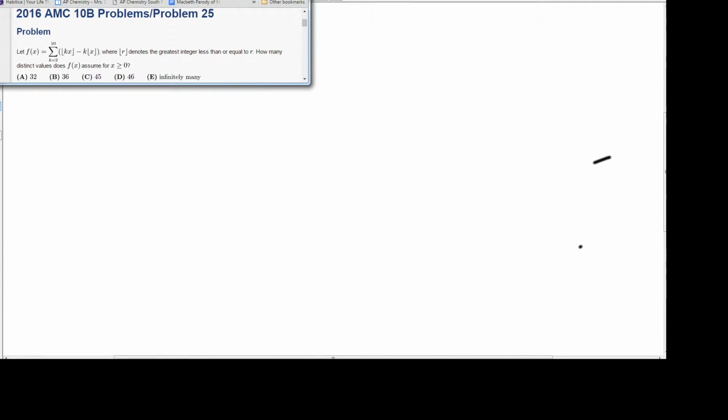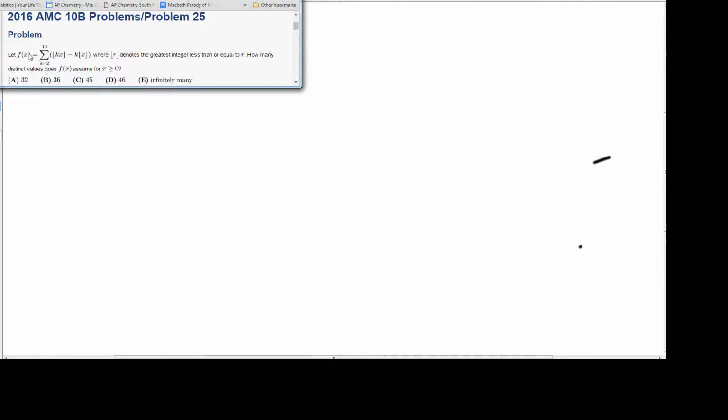Alright, so now we're doing problem AMC 10B, problem 25, the last and usually the hardest problem. It's asking: let f of x equal the sum from k equals 2 all the way to 10 of the greatest integer of kx minus k times the greatest integer of x, where it basically just describes the greatest integer function. How many distinct values does f of x assume for x greater than or equal to 0?